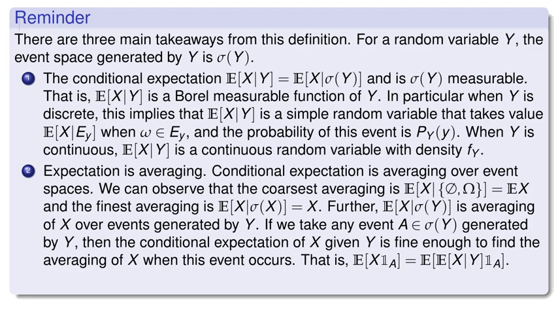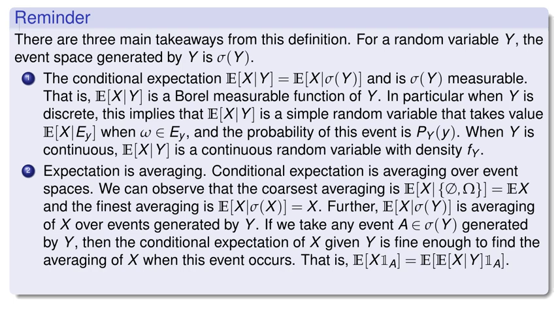Second takeaway, expectation is averaging. Conditional expectation is averaging over specific event spaces. We saw that the coarsest averaging, the expectation of X given the trivial sigma algebra {empty set, omega}, just gives the overall average, the expectation of X. The finest averaging, the expectation of X given sigma of X, the information in X itself, just gives back X.